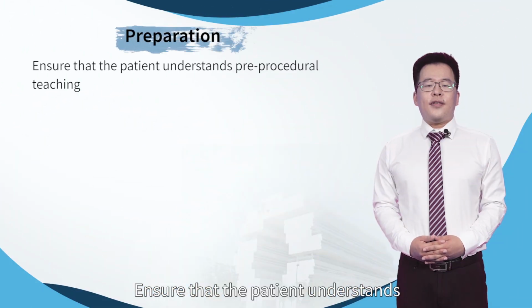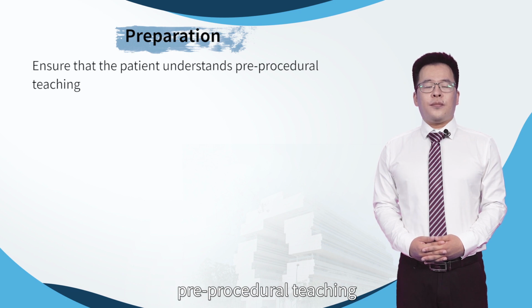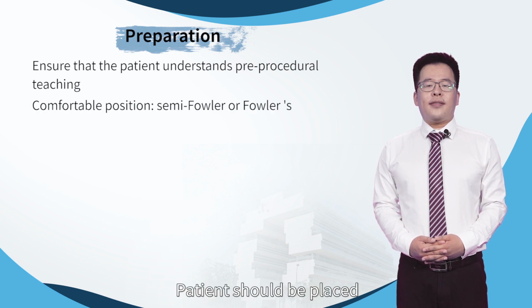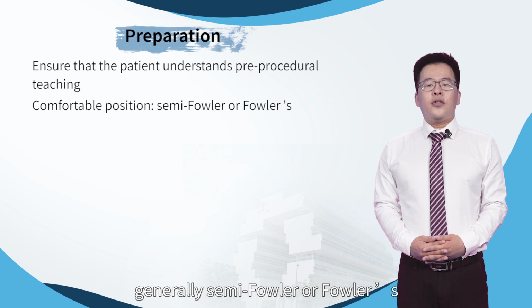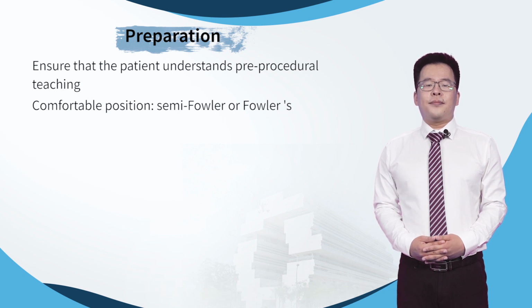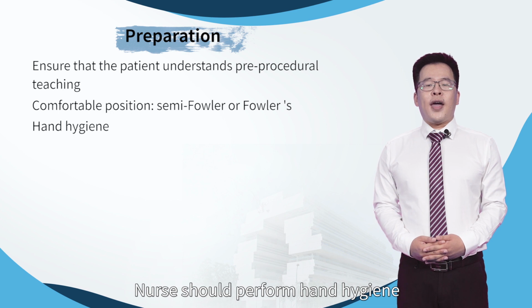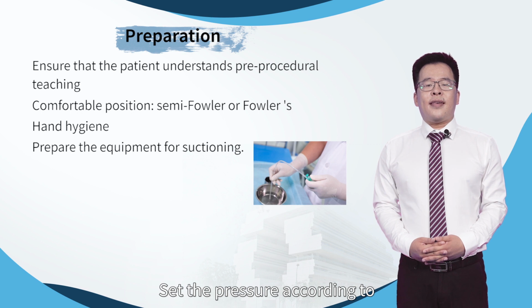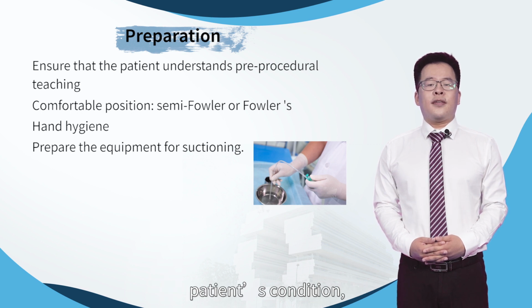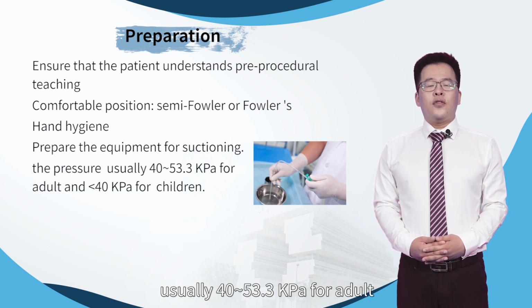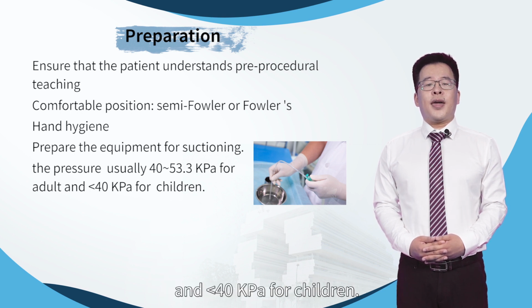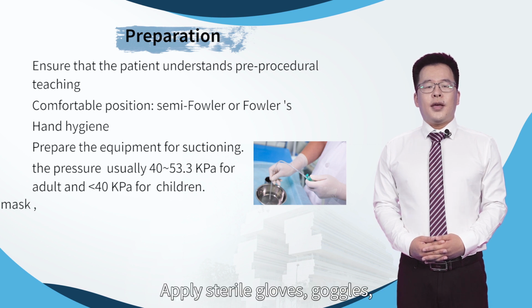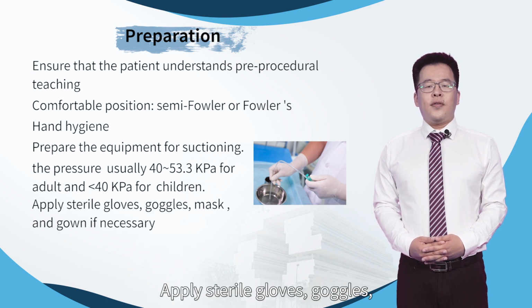Ensure that the patient understands the pre-procedure teaching, and patients should be placed in a comfortable position, generally semi-Fowler or Fowler's. The nurse should perform hand hygiene, prepare the equipment for suctioning, and set the pressure according to the patient's condition, usually 40 to 53.3 kPa for adults and less than 40 kPa for children. Apply sterile gloves, goggles, mask, and gown if necessary.